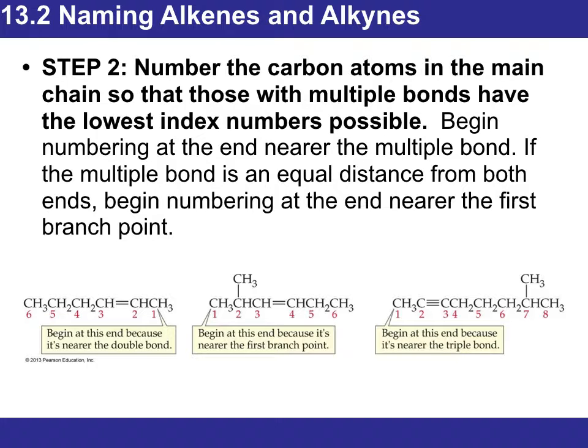Okay? So first, the double bond or the triple bond has the priority, but if they happen to be on the same carbon number, so that would be equal distance, then I will number them so the substituent will be the second point I look at to number the carbon atom.